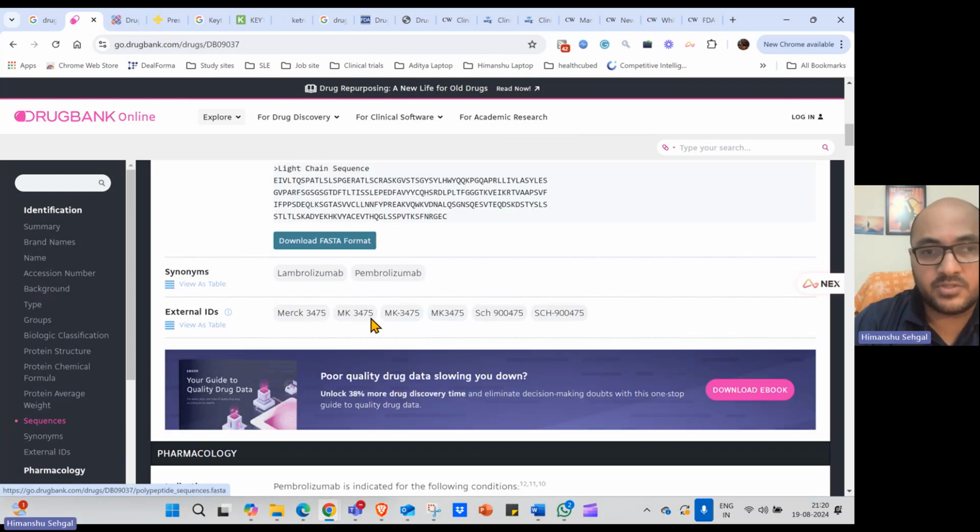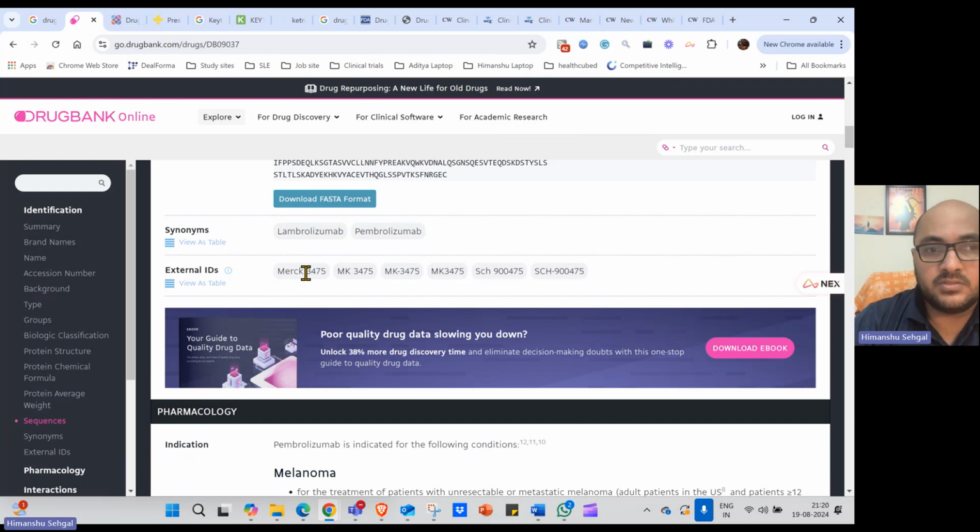Okay, there are synonyms of this drug: Merck's 3475, MK-3475, then SCH 900475. So what is this SCH? SCH is actually Schering-Plough, one of the companies which Merck acquired very long back. If you go into the history of Merck, you will know that Schering-Plough is the company name which Merck acquired. So I think this also tells you that this molecule is a way back molecule when it was acquired.